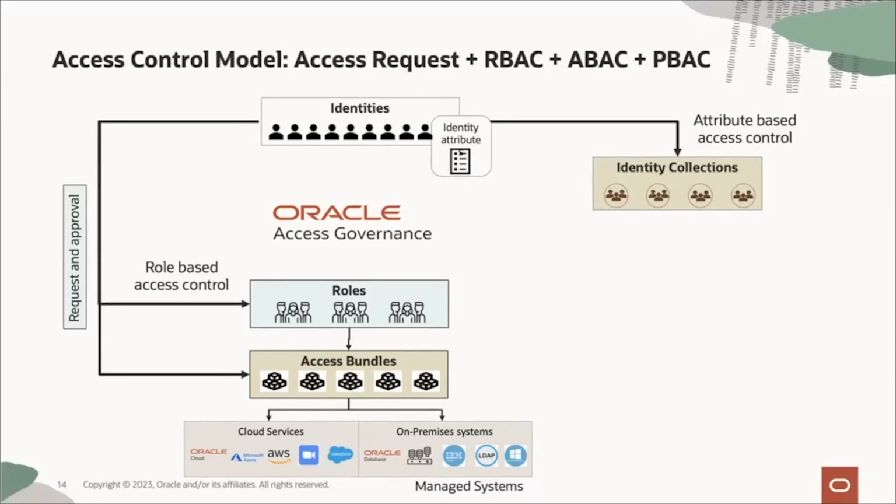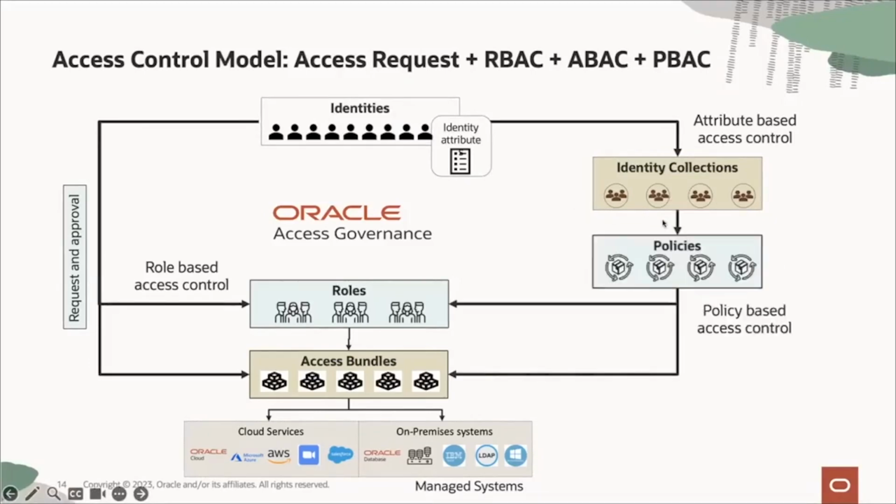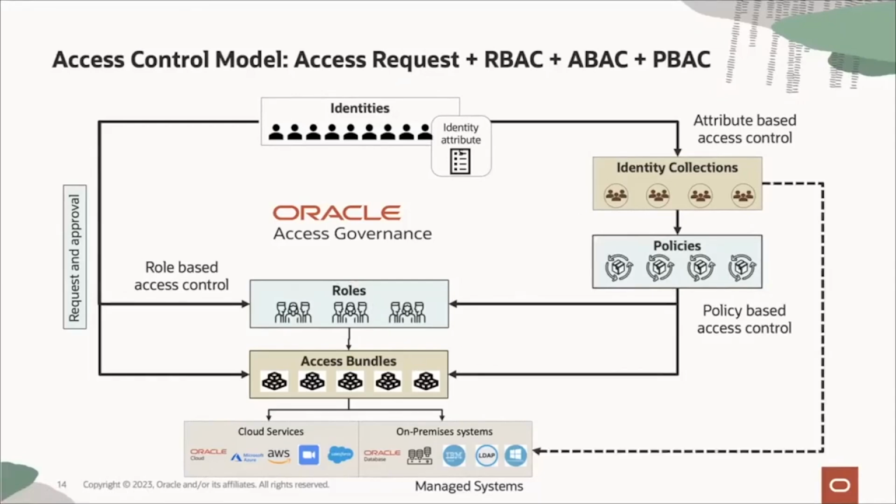Now you could include and exclude some of the users from these identity collections. So once these ABAC based identity collections are created, your organizations could create policies wherein the various identity collections either get access to roles or access bundles. So that's the level of capability we provide with access governance, so that whether it's roles, attributes, policies can be leveraged for all access control models.